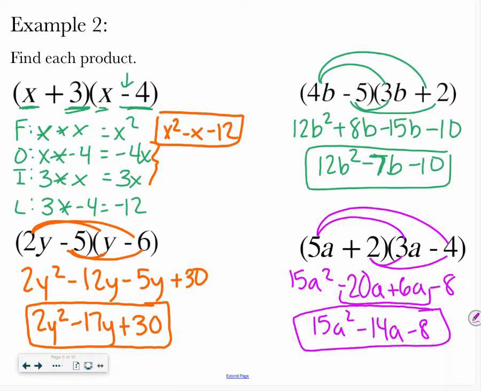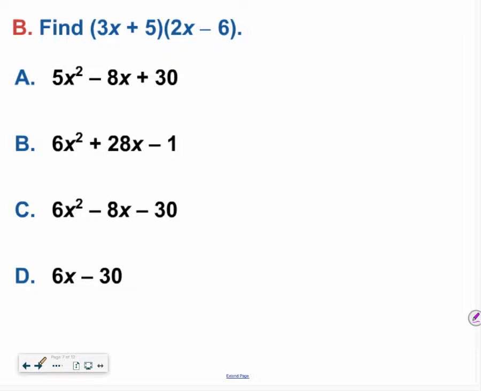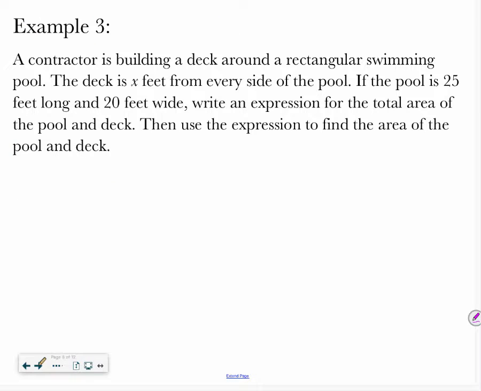And I am done. All right, go ahead and try to solve this one on your own. Hopefully you ended up with x squared minus x minus 6. If not, ask for some help. Try one more. Answer you should have gotten was 6x squared minus 8x minus 30. Again, if you have any questions, be sure to reach out for some help.